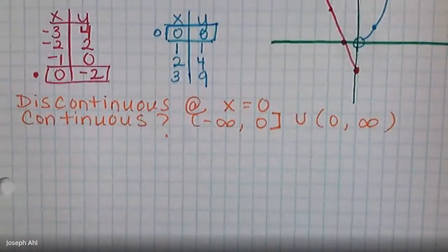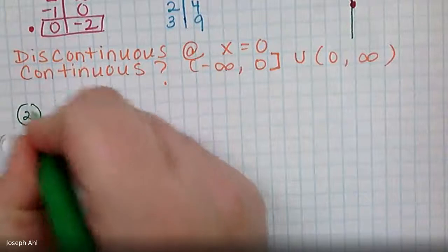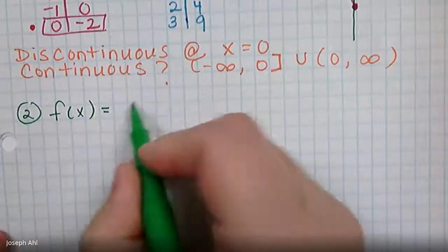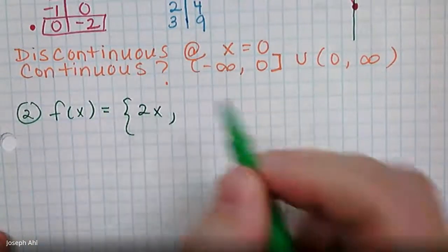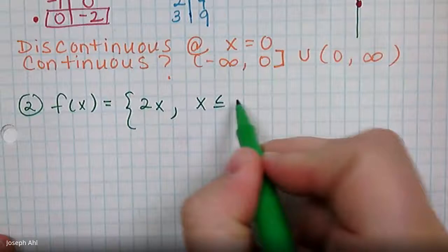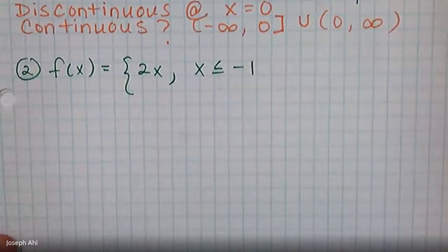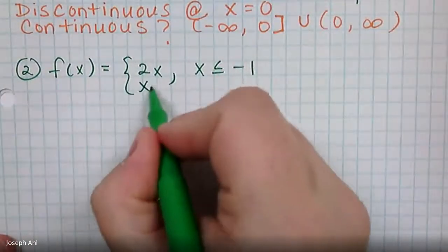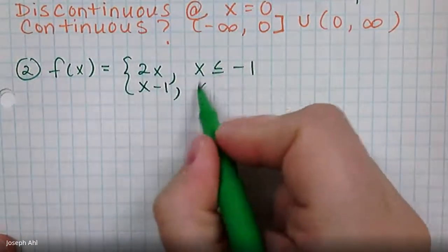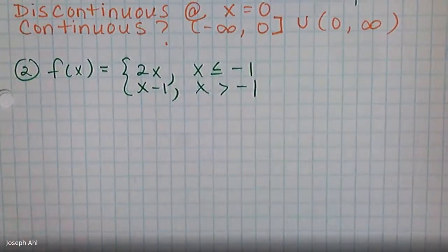All right, let's go ahead and try another one. So for number 2, f of x is going to equal 2x when x is less than or equal to -1. And then we'll do the function x minus 1 when x is greater than -1.